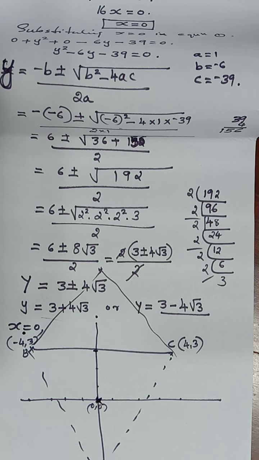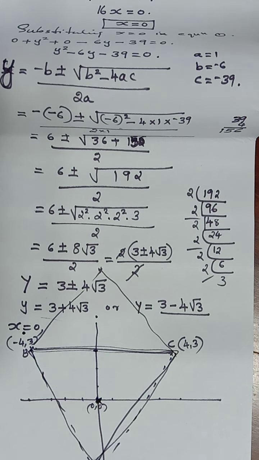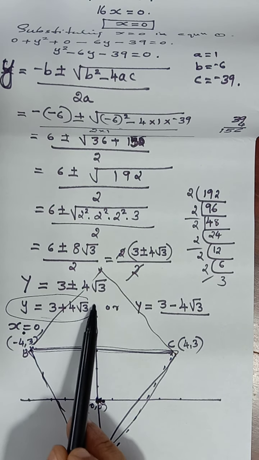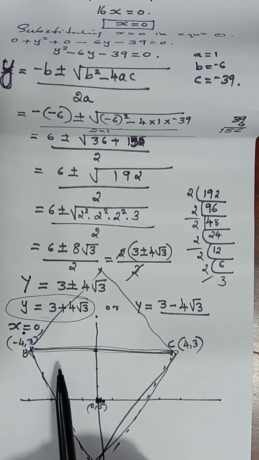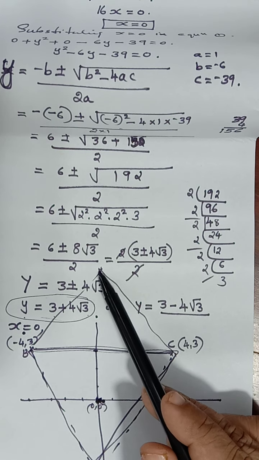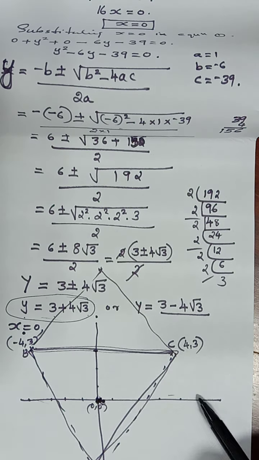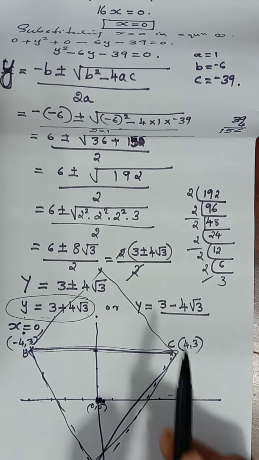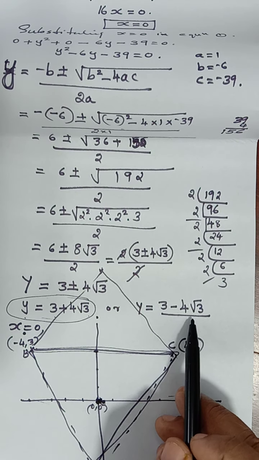So it is clearly mentioned: the coordinate of the third vertex we have to find, given that the origin lies in the interior of the triangle. If the triangle is formed like this, only then can you say the origin is in the interior. Therefore, we do not choose y is equal to 3 plus 4 root 3. The reason is that the point will be on the upper part of the x-axis. That is not possible because the origin is given to be inside the triangle. Therefore, we choose y is equal to 3 minus 4 root 3.